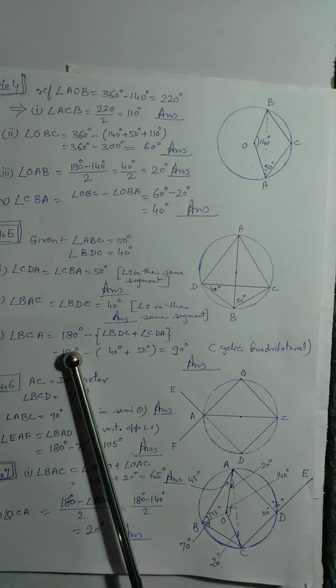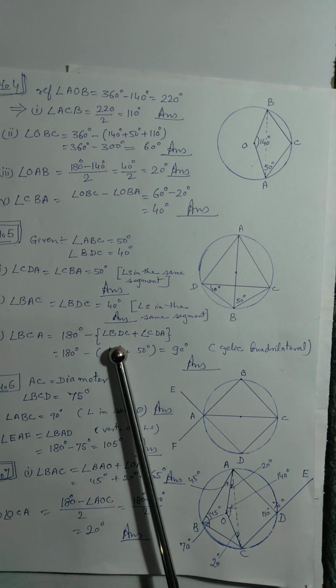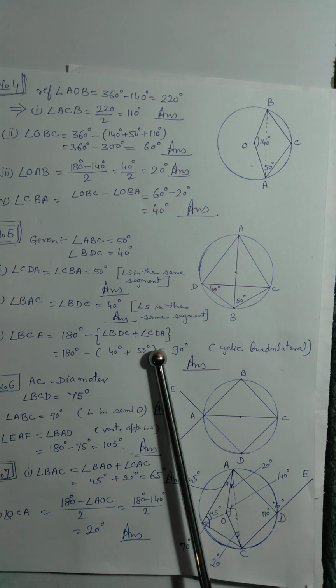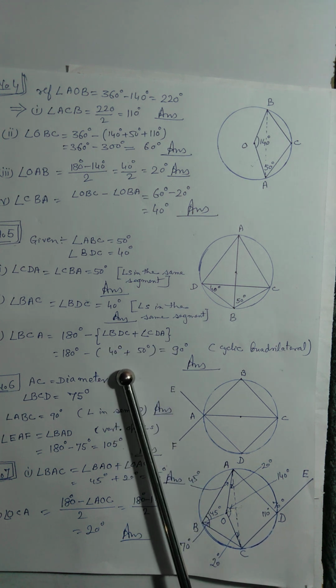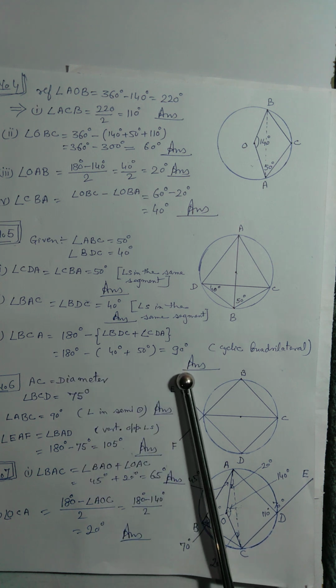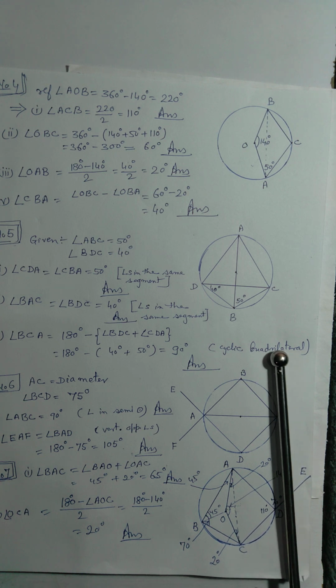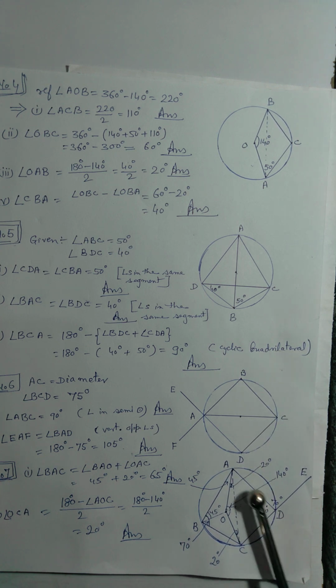That is why I have subtracted it from 180: angle BDC plus CDA, that is 90 degrees total. So 180 minus 90 degrees, that is 90 degrees. I have mentioned the reason, the cyclic quadrilateral. Now question number 6.